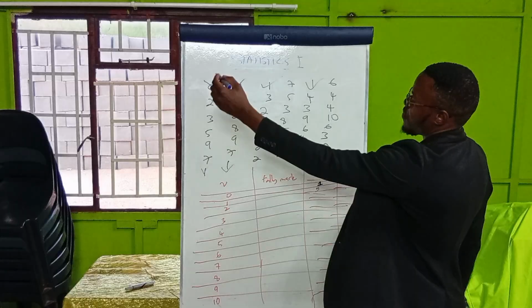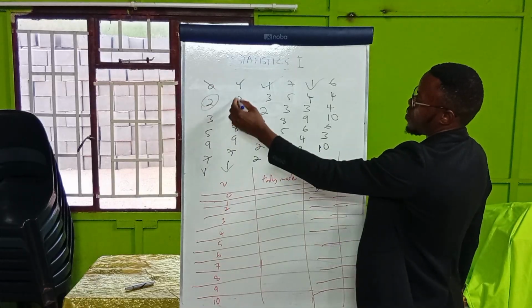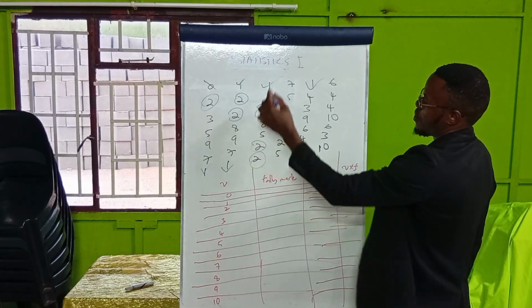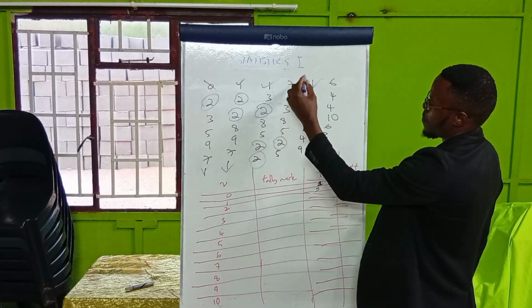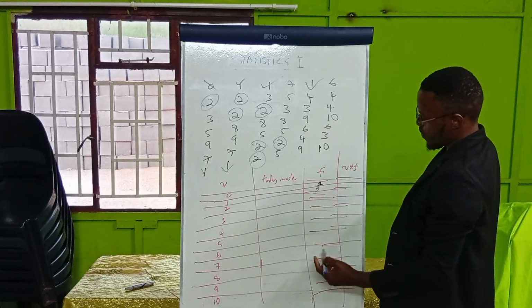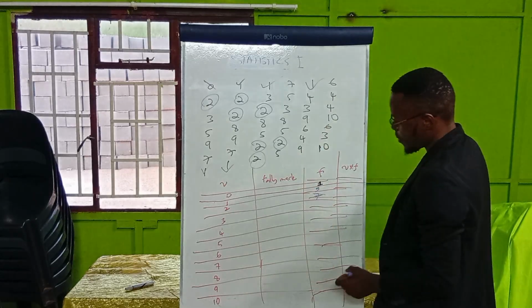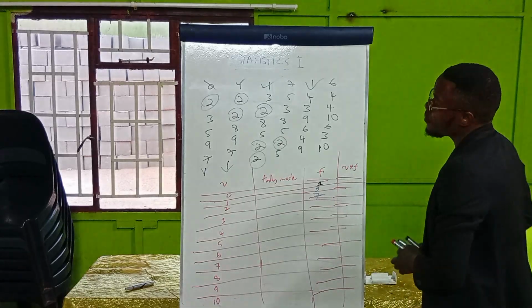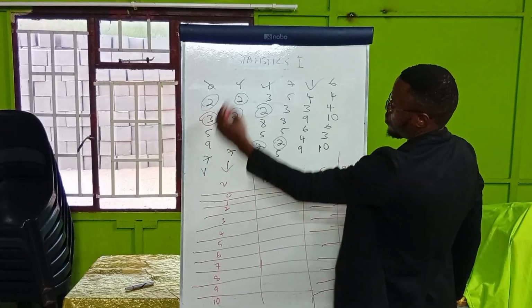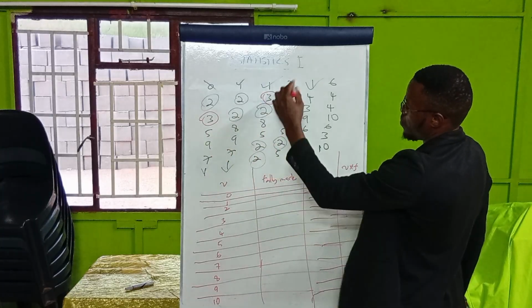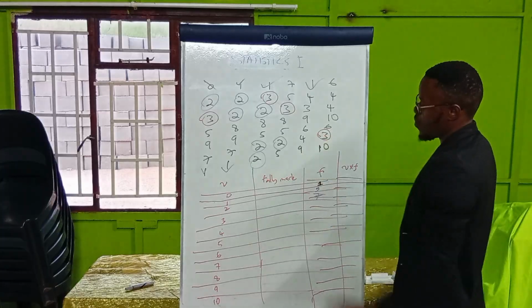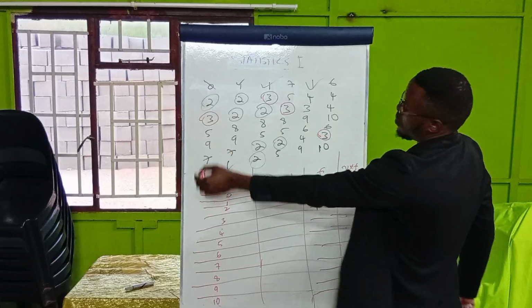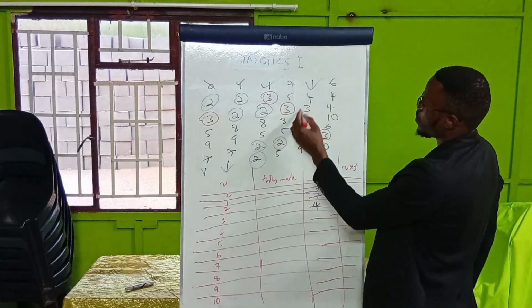How many 2s do we have? 1, 2, 3, 4, 5, 6, 7. We've got 7 2s. Right? How many 3s? 1, 2, 3, and 4. 4, please. And then how many 4s? 5. Where's the big one? Oh, I forgot this one.